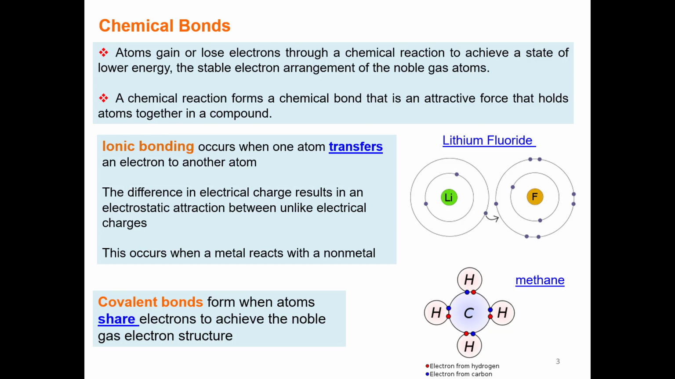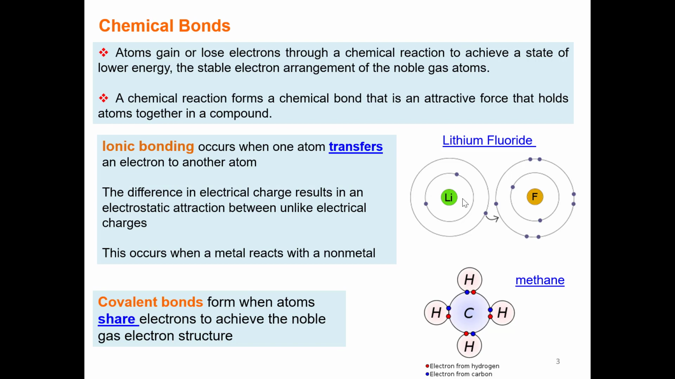In this way, when the atoms stick together, they form a new compound with new properties. And these chemical bonds can happen as ionic bonds, and these occur when one atom transfers an electron to another atom. One example we discussed last time was lithium and fluorine. Because lithium has one electron in the last shell, the lithium transfers one electron to the fluorine, because fluorine has 7 electrons in the last shell.